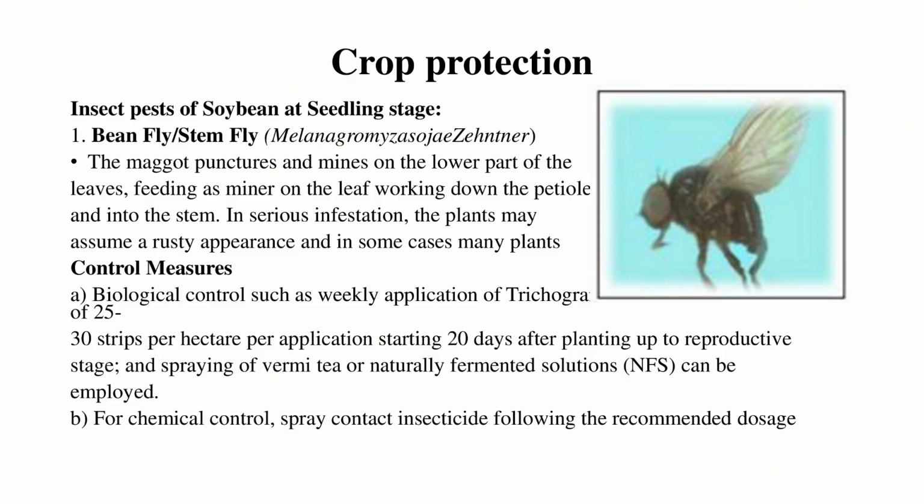For their control measures, letter A is biological control: application of Trichogramma at a rate of 25 to 30 strips per hectare per application, starting 20 days after planting up to the reproductive stage, and spraying vermicast or naturally fermented solution, or NFS, can be employed. Second, for chemical control, spray contact insecticides following the recommended dosage.